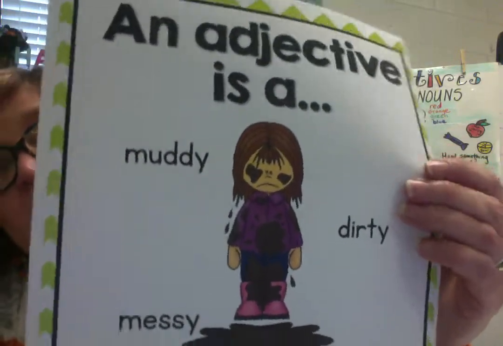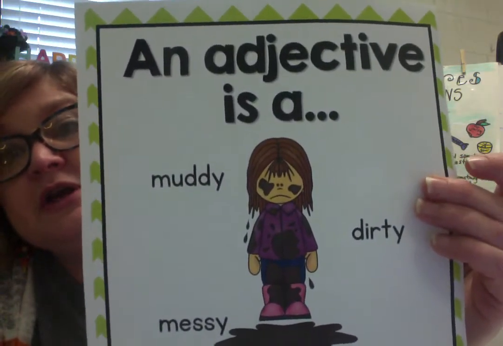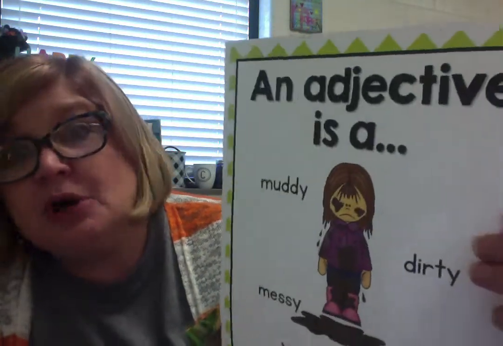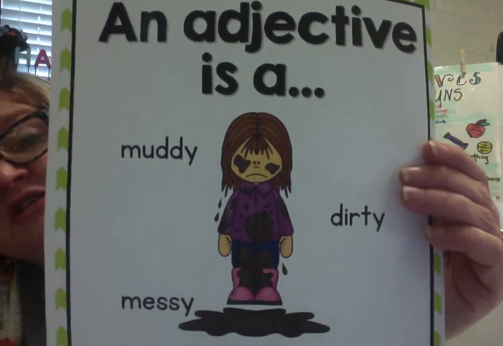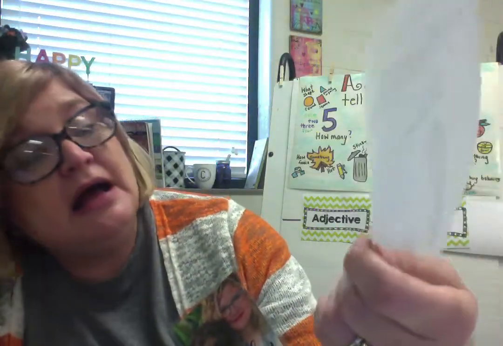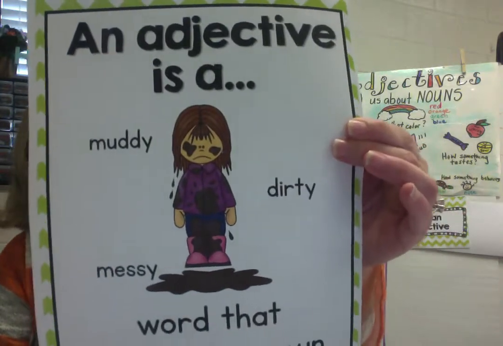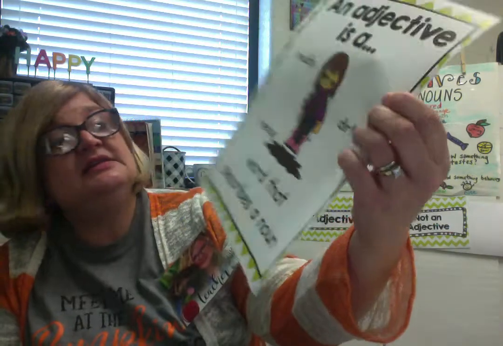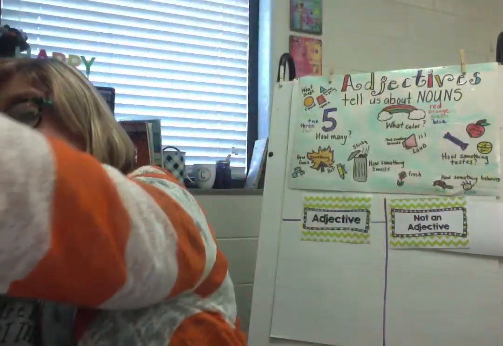and you can tell just by looking at this picture, she doesn't look really happy. Okay, and we can describe a person. Okay, we can say that she is muddy, she is dirty, and she's messy. Words that describe a noun, all these words describe the noun. An adjective is a word that describes a noun. She's muddy, messy, and dirty.